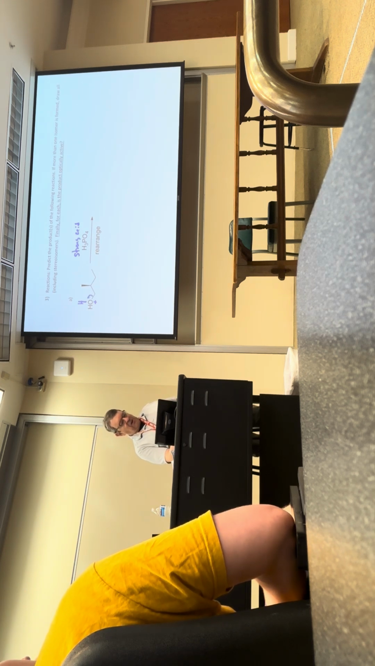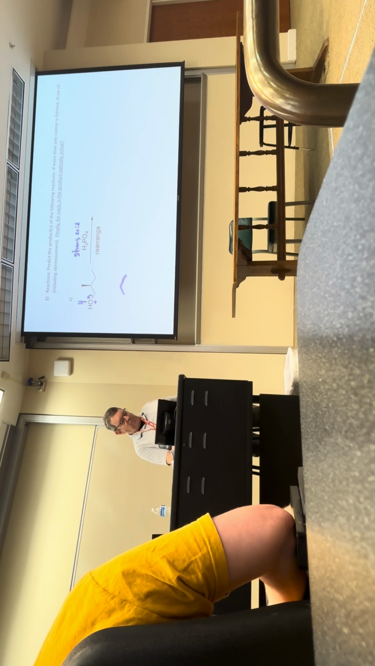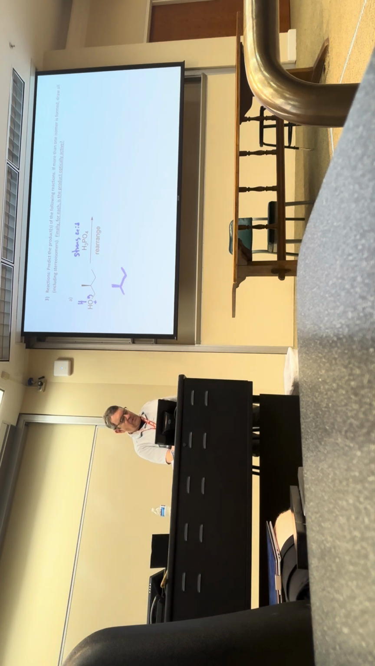But if this falls off, you have a primary carbocation, which is extremely unstable. And that is why this would rearrange immediately. If you do a 1,2 hydride shift, what you end up with is a tertiary carbocation, and this H that hopped over is on here now.